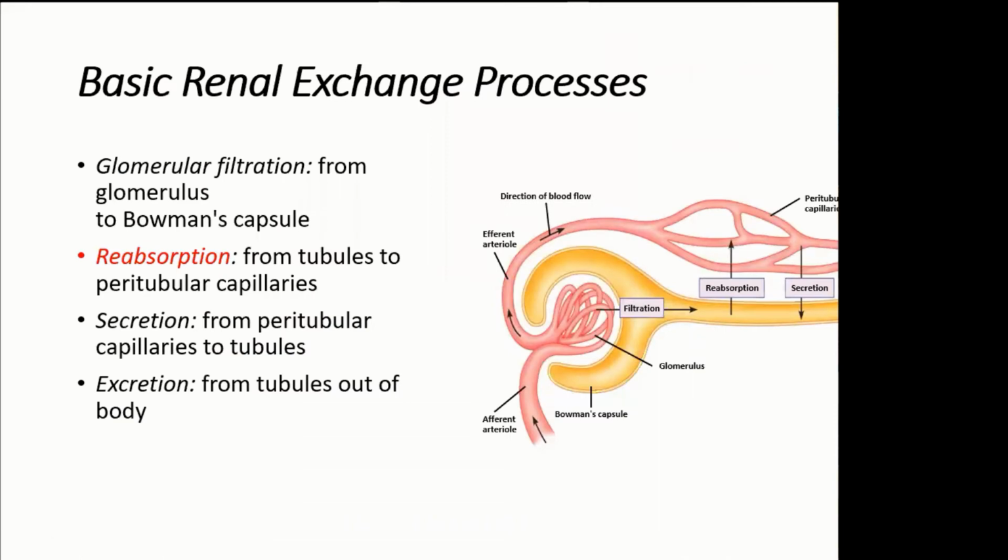Okay. So when we're talking about renal exchange, what we're talking about is the stuff that's moving in and out of the nephron. So it's going to start here in this basically capillary bed that we call the glomerulus. So we have blood going to the beginning of our nephron through the afferent arteriole.